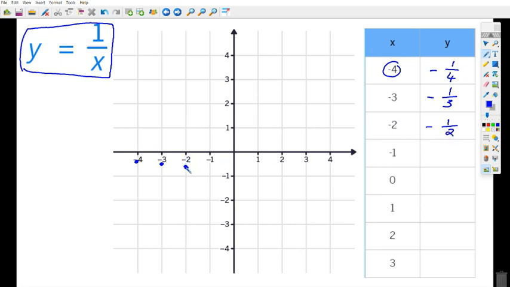Now my dots are starting to form some kind of shape. So I go to negative 1. If I put negative 1 in for x, you're going to get negative 1. So I plot negative 1, negative 1.